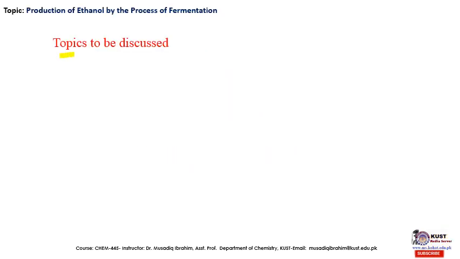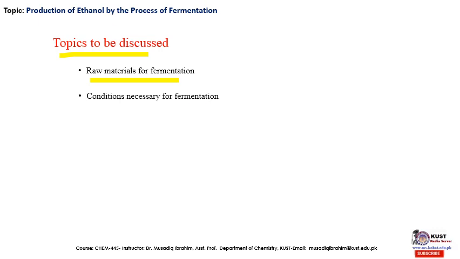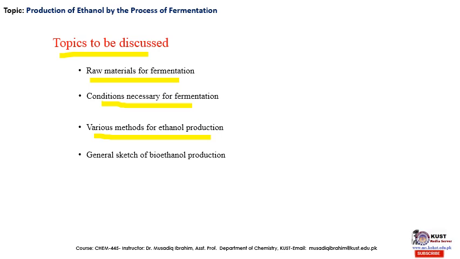Now, moving towards the topics which we are going to discuss in this lecture. They include the raw materials for the fermentation process, as a result of which we get ethanol as a final product, the conditions necessary for the fermentation process to carry on so that we can get ethanol as a final product, various methods for ethanol production, and the general sketch of bioethanol production.